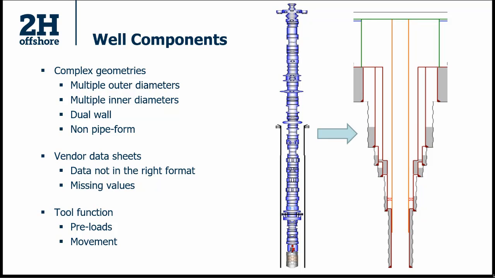And then there's even the tool function itself. Some tools have a preload that is exerted on them. Liner top packers, for example, have a hold down force that's applied to them for the hold down slips. There can be movement of the tools themselves. So there's a number of packers which show mandrel movement upon packer setting, and that causes a preload in the completion. And the question is, are we capturing all of that detail in our analysis? Are we capturing it with our models?